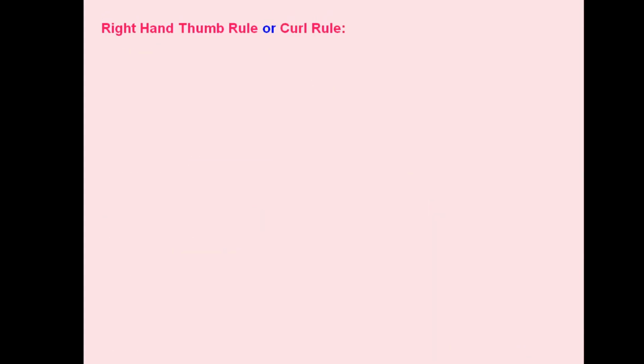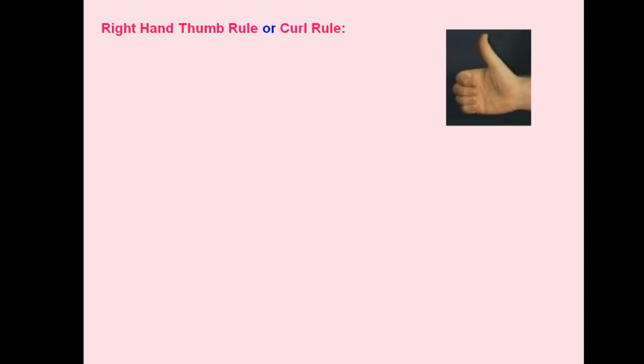Next, third rule, the right hand thumb rule, or we can say the curl rule. Very famous and very common rule, because we have already studied this in 10th class also. According to this, if we keep our right hand in this position such that the thumb gives the direction of current in the conductor, imagining holding the current carrying wire, then the curl or curvature of the fingers will give the direction of magnetic field lines.